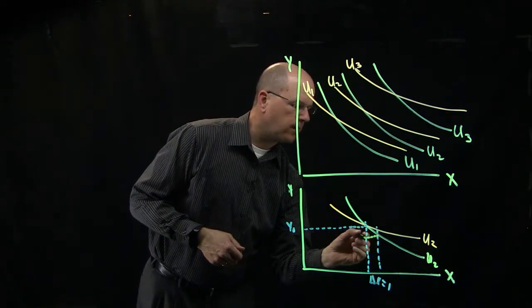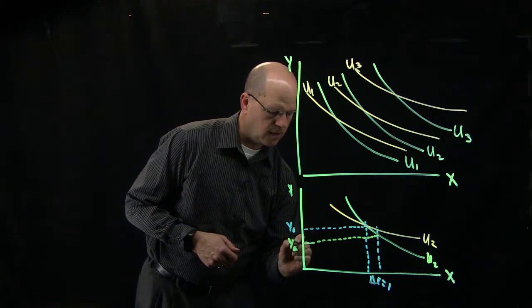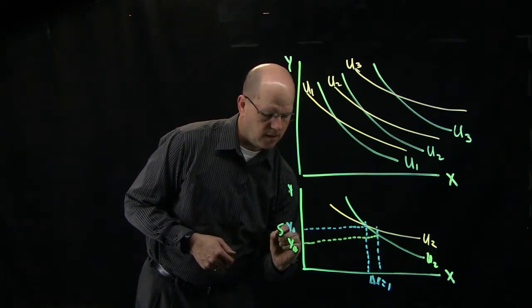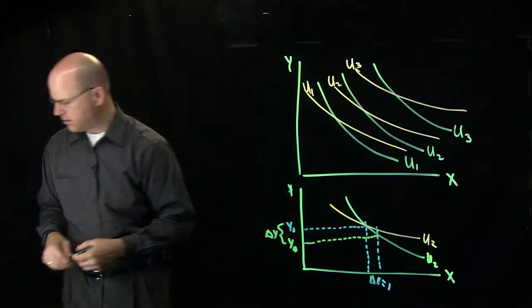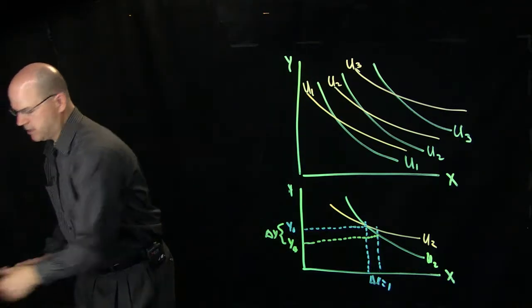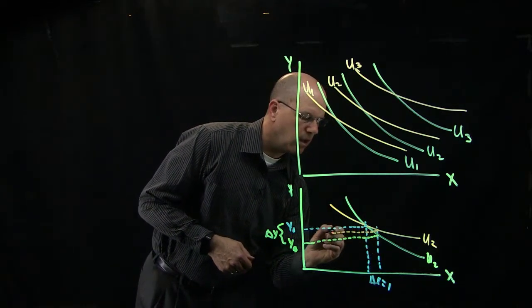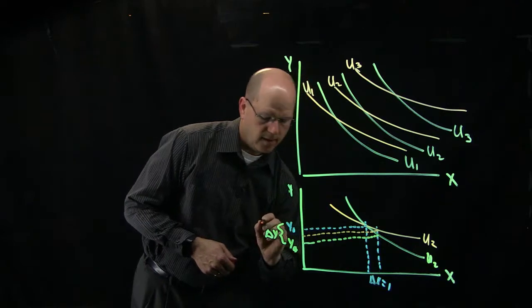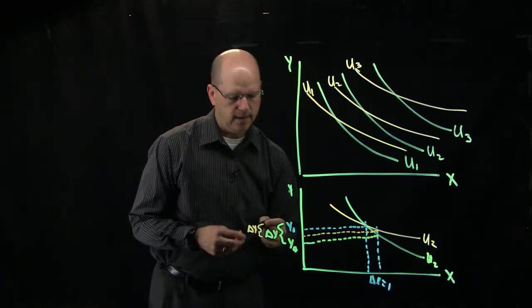And the green preferences, the person with the green preferences, are willing to give up that much Y. The person with the orange preferences are willing to give up that much Y.